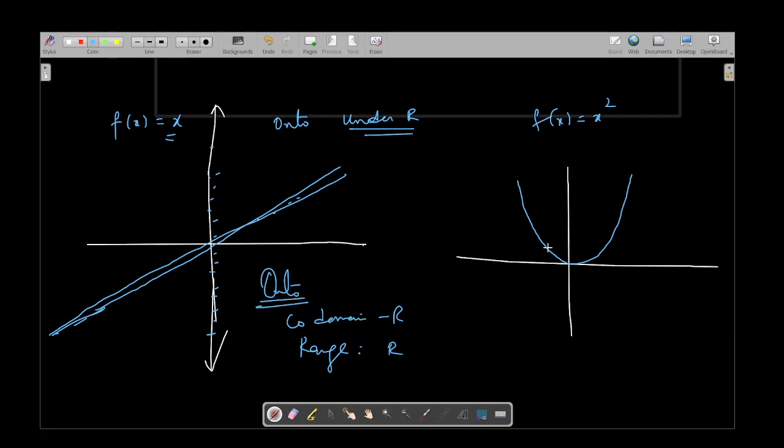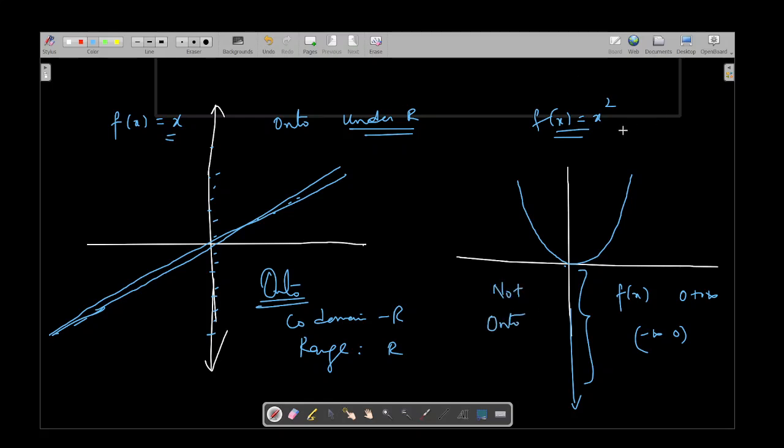Here we plot the function. We can see f of x is equal to x square is not covering the negative y-axis values. The range of f of x over here is 0 to infinity, but from minus infinity to 0 it's not covering at all. So it does not cover all the values in the real numbers. So this is not onto.